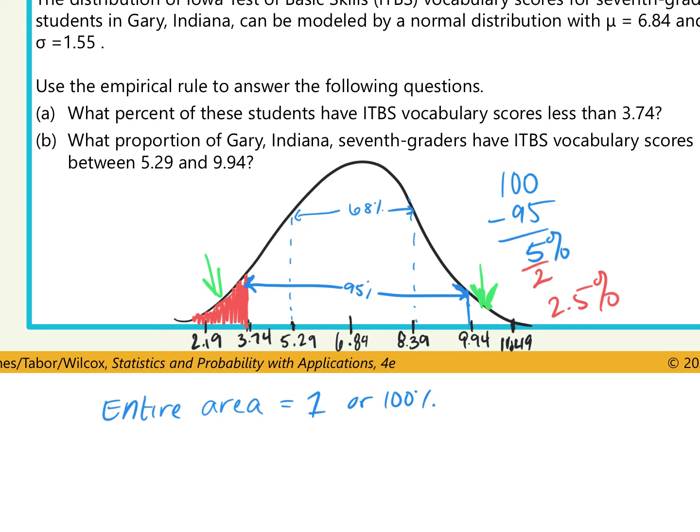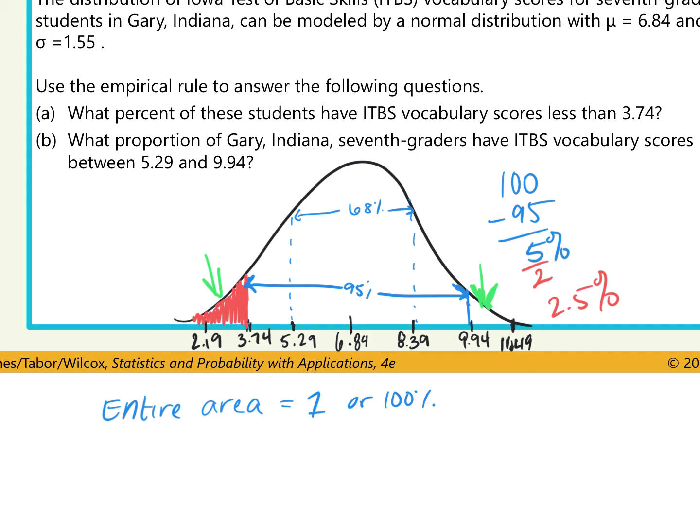Were you part of that 2.5%? I don't know. I didn't grow up in Indiana, so I didn't take the Iowa Test of Basic Skills.